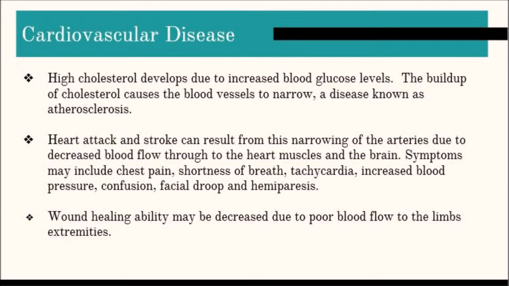High cholesterol develops due to increased blood glucose levels. The buildup of cholesterol causes the blood vessels to narrow, a disease known as atherosclerosis. Heart attack and stroke can result from this narrowing of the arteries due to decreased blood flow through to the heart muscles and the brain. Symptoms may include chest pain, shortness of breath, tachycardia, increased blood pressure, confusion, facial droop, and hemiparesis. Wound healing ability may be decreased due to poor blood flow to the limbs' extremities.